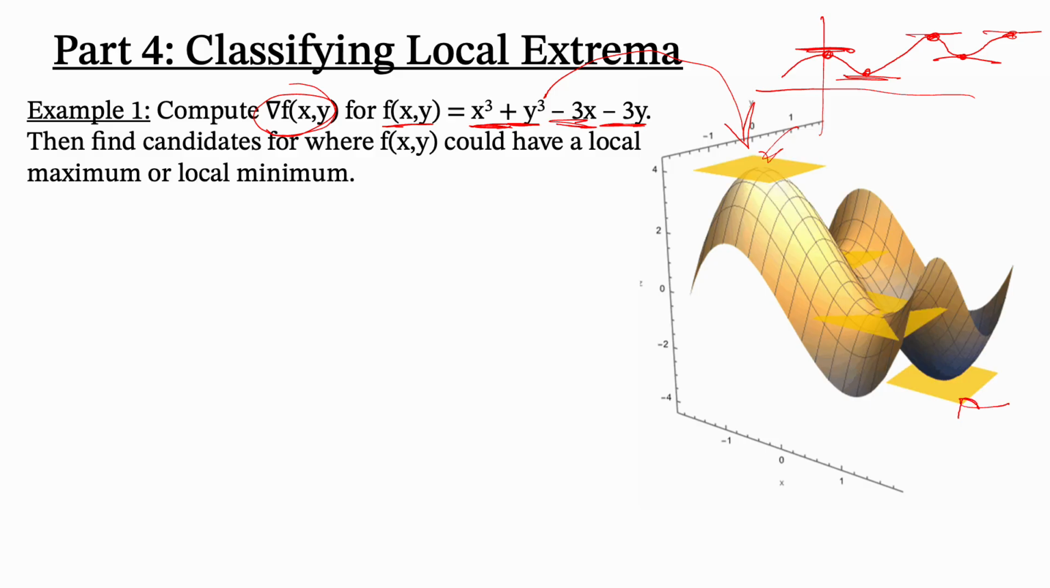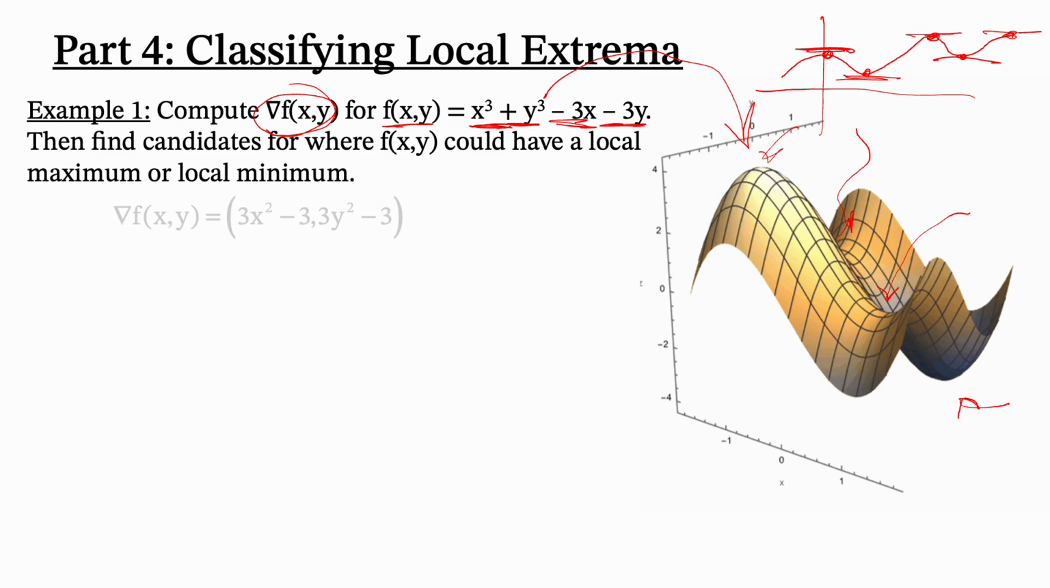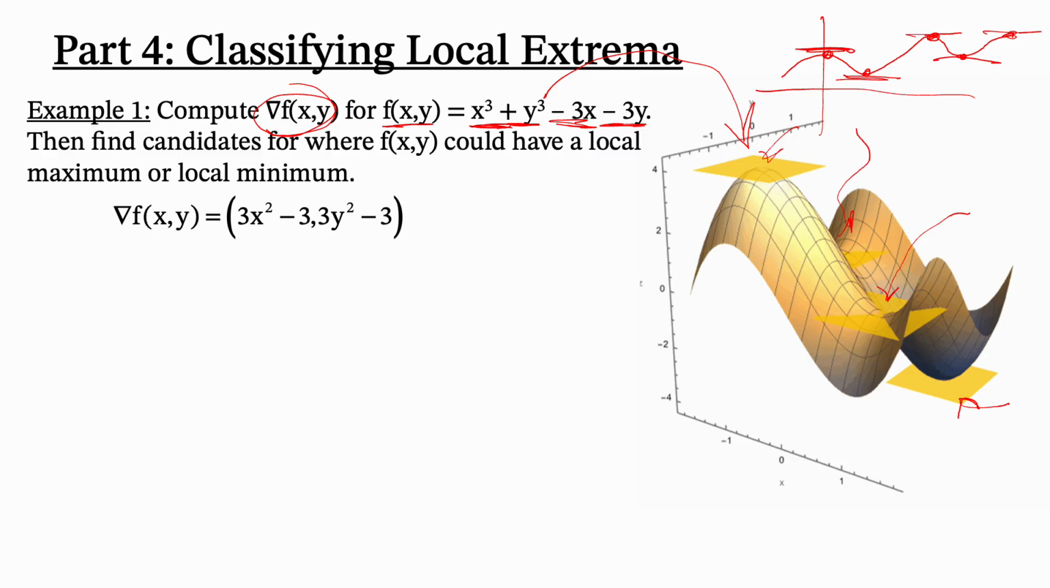Now I picked this surface carefully because you can see there are places where we have candidates that are neither maxes nor mins. Same thing happened in Calc BC, but we want to make sure we're aware of this as well in multivariable calculus. Just because you have a candidate doesn't mean it's necessarily a local max or min. You have to do more investigation. So anyway, let's follow the instructions here.